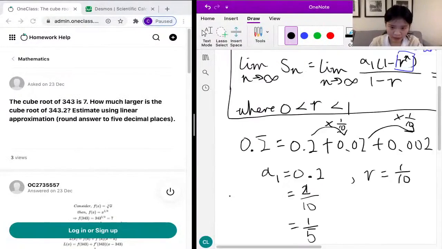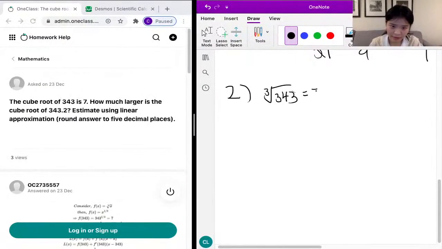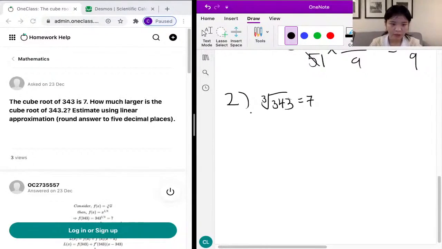So here's our second question. The information given is that the cube root of 343 is 7, and it's asking us for the cube root of 343.2. So let's do this using linear approximation. It's calculus, and we need to find a function. Let's use the cube root of x. So this is our function.